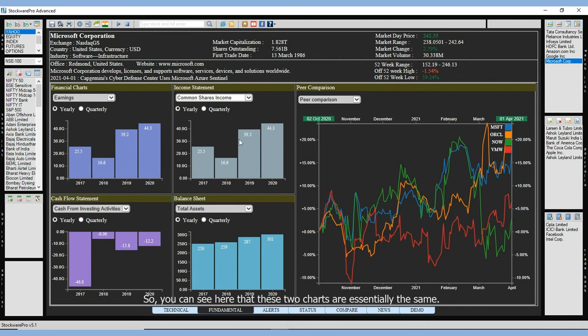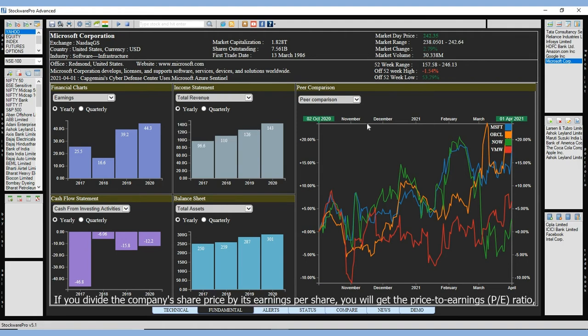So you can see here these two charts are also essentially the same. So common shares income in this case is the same as the earnings. So from the common shares income you can calculate the earnings per share. For that you divide this value, 44.3, by 7.56, that is the shares outstanding, and you will get around $5.8 per share. So that is the earnings per share.